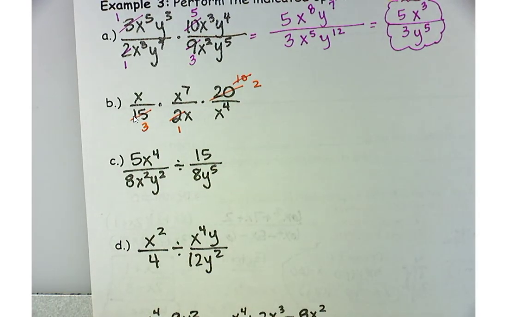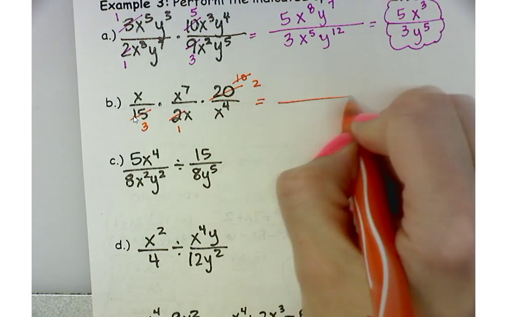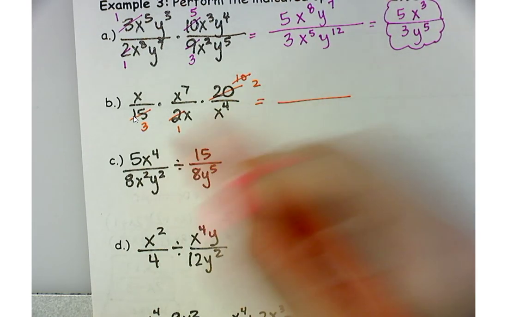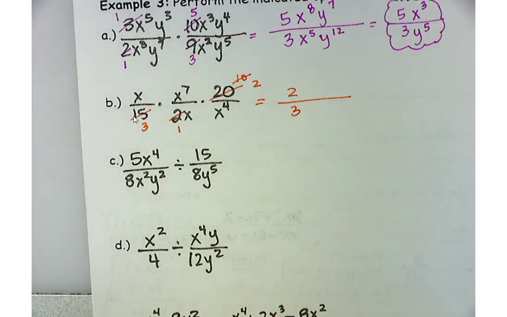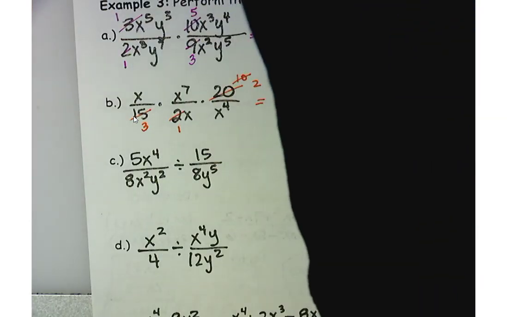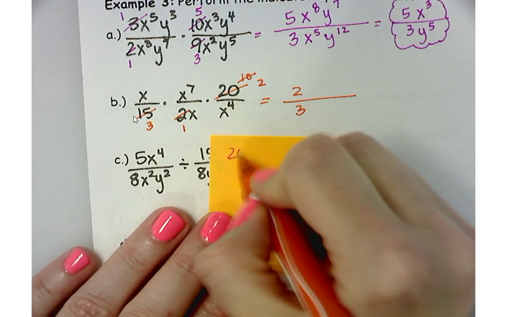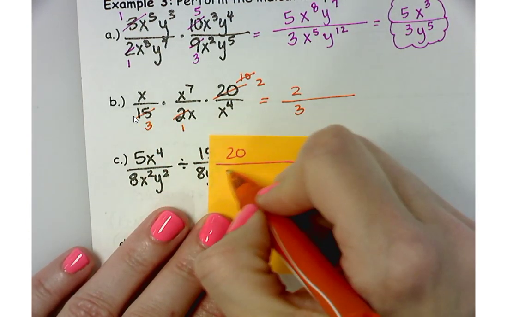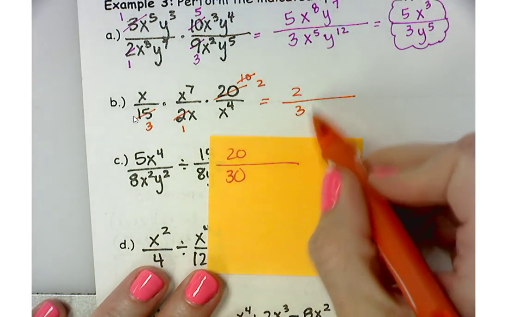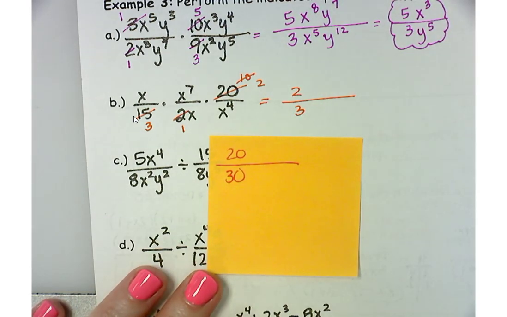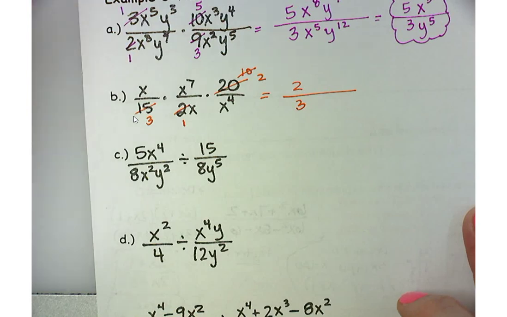If you were to multiply straight across, then you would just have 20 over 15 times 2 is 30. And wouldn't 20 over 30 also reduce to 2/3? Yeah, so you can choose either method, okay? Now, in the one before, I didn't cancel out any of my x's. I just multiplied across. But if you want to cancel out some of the common factors at this step, you can.